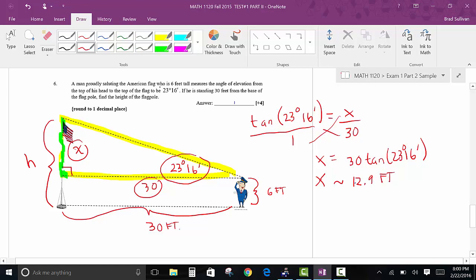To put this all together, this part of the triangle right here, from there to there, is 12.9. And then the guy is 6 foot tall. So if we just add those two things together, we'll get the final answer. We take 12.9 feet plus the 6 foot tall that the guy is, and that's going to give an answer of 18.9 feet.